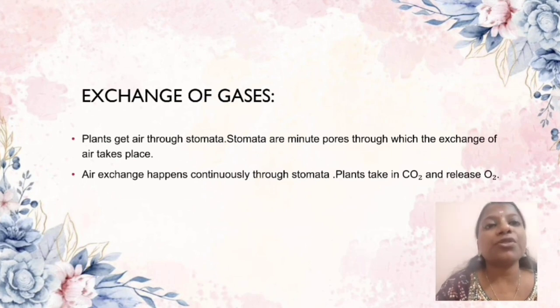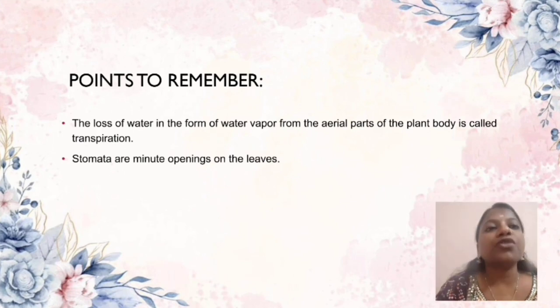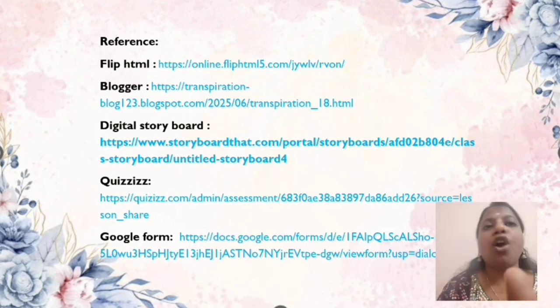So next we are going to see the points to remember. In this concept we have to remember two important points. One is that the loss of water in the form of water vapor from the aerial part of the body is called transpiration. So in this you have to remember the loss of water and the form of water vapor. That line is very important. And stomata are nothing but the minute openings on the leaves. So you have to remember these two. So this is all about the concept.